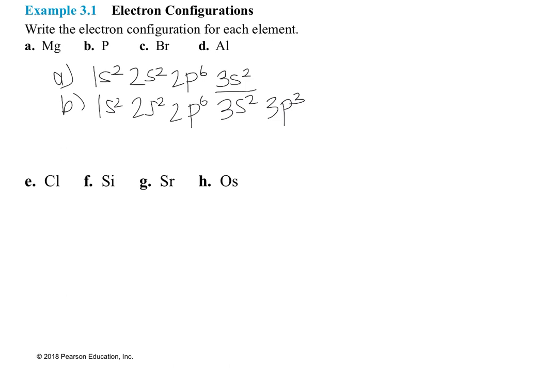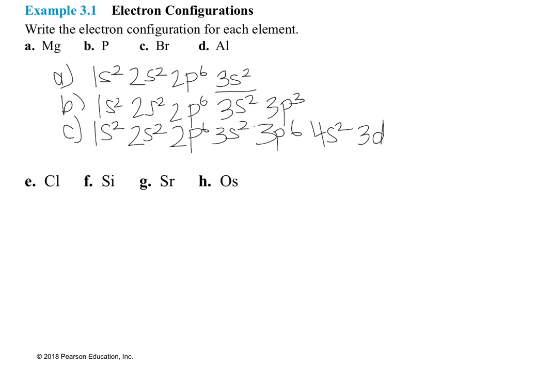Bromine, we keep going. It's even further down. We have 1s2, 2s2, 2p6, 3s2, 3p6. It does go down to the 4s. So now we're on the fourth level. So that's 4s2. Now the difference is, this is where our d orbitals catch up. So d lags behind. So we're going to have 3d, and we go all the way through, and there's 10 electrons in that level, and then 4p5.